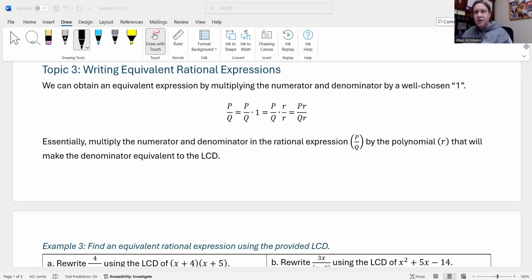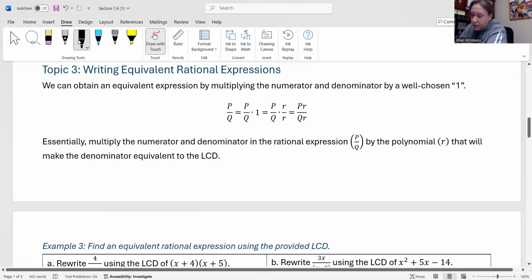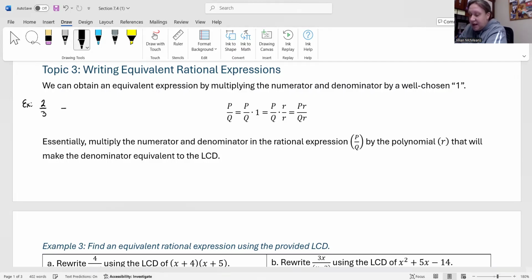Okay, so let's look at an example with just numbers. Let's say I had 2/3, and let's say I needed my denominator to be 12. So let's say 12 was the LCD. We were starting with 2/3. What would I multiply 3 by to obtain the LCD of 12? Well, I would have to multiply my 3 by a 4.